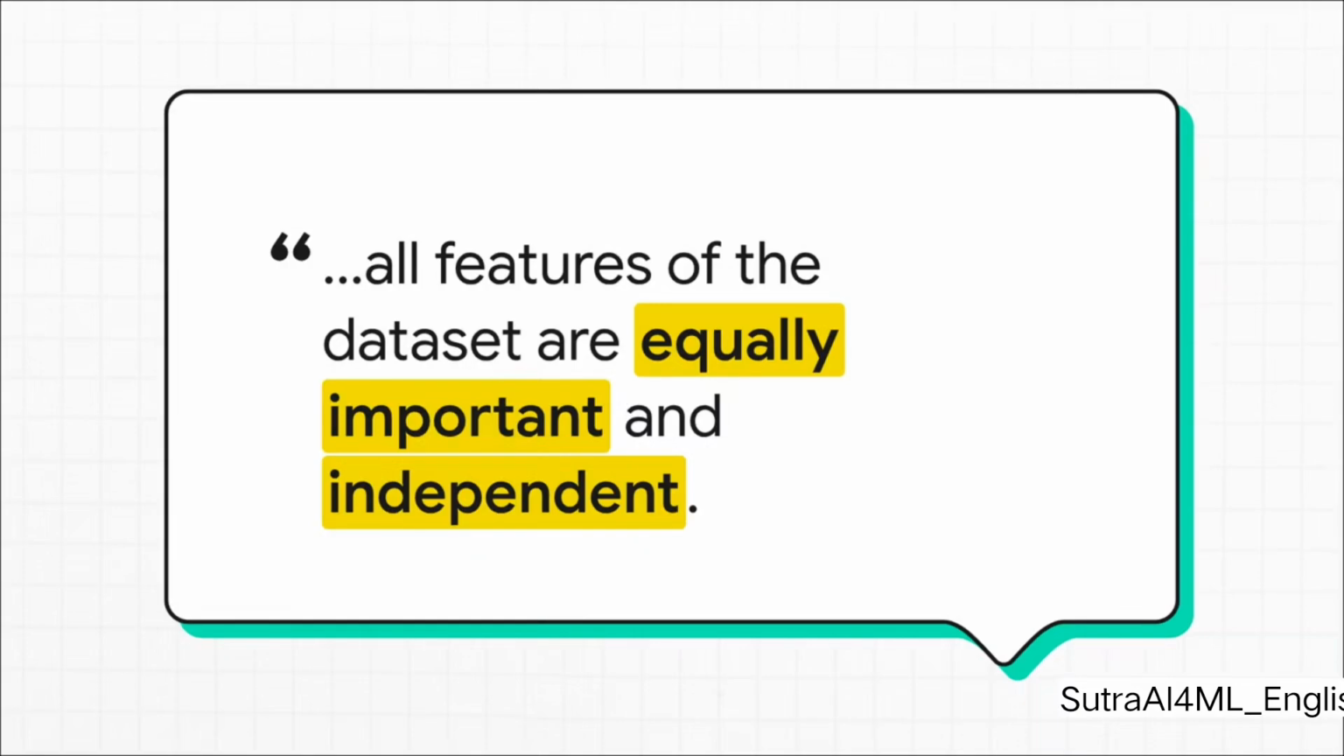So where does that naive part come from? Well, it comes from a really big and frankly often wrong assumption. The model is naive because it assumes every single feature is completely independent of all the others. It's like assuming the outside temperature has absolutely no relationship to whether it's sunny or cloudy. Now, this crazy simplification is exactly what makes the model so blazingly fast.